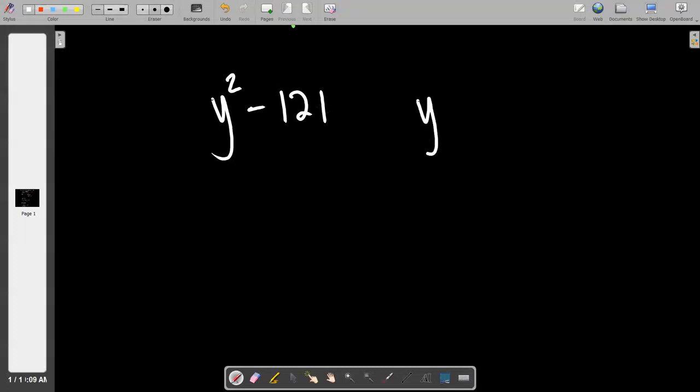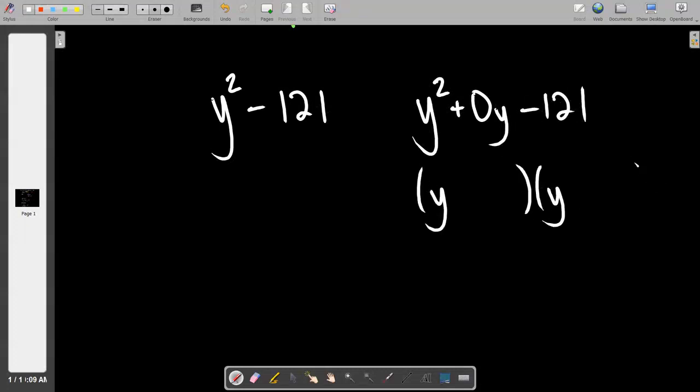If I think of this problem instead as y squared plus no y's minus 121, it becomes pretty clear that I need one positive and one negative because they have to multiply. And on top of that, they have to cancel. What two numbers cancel each other and make 121? 11 and negative 11. Can't you just square root it when there's no?